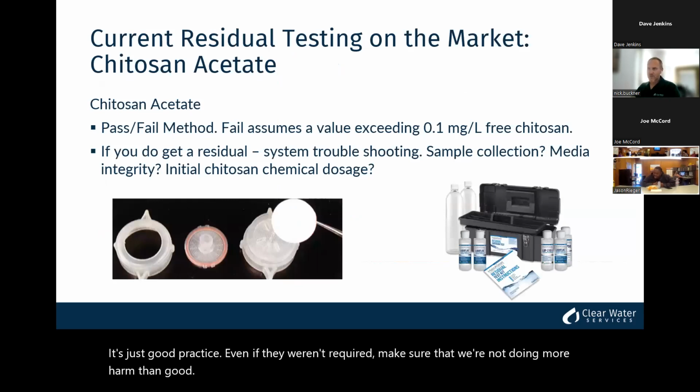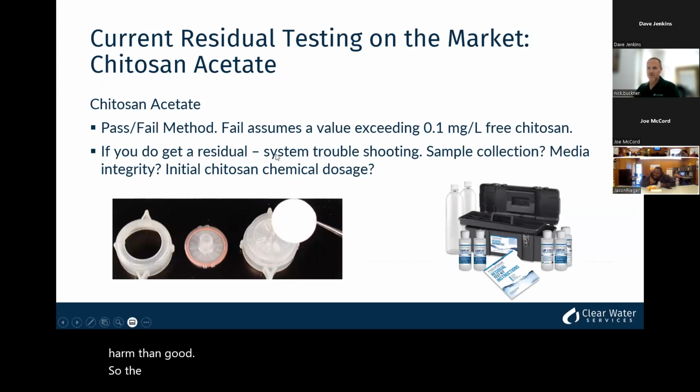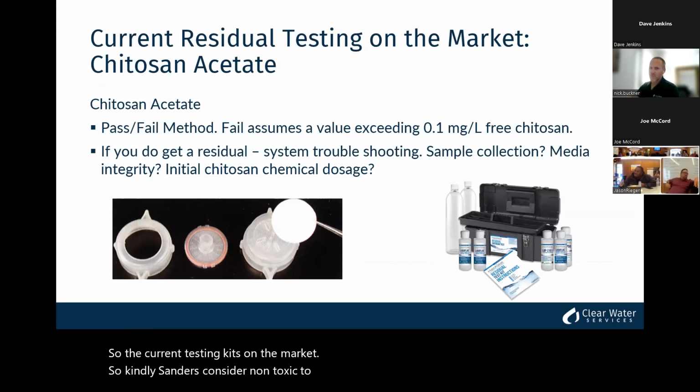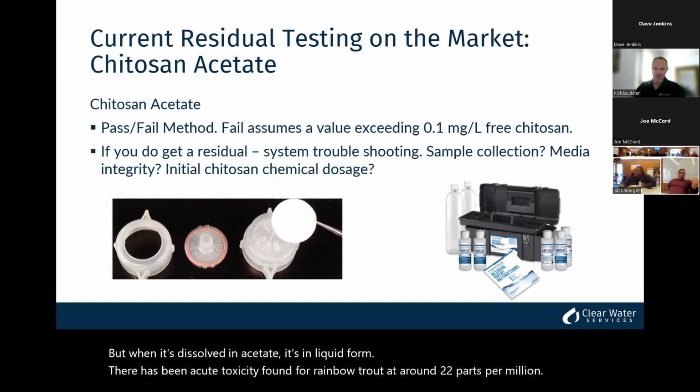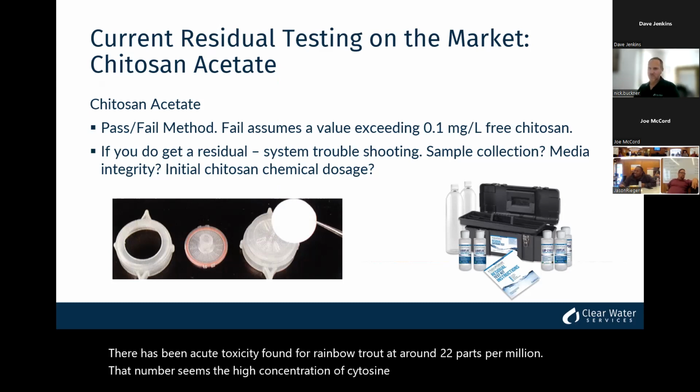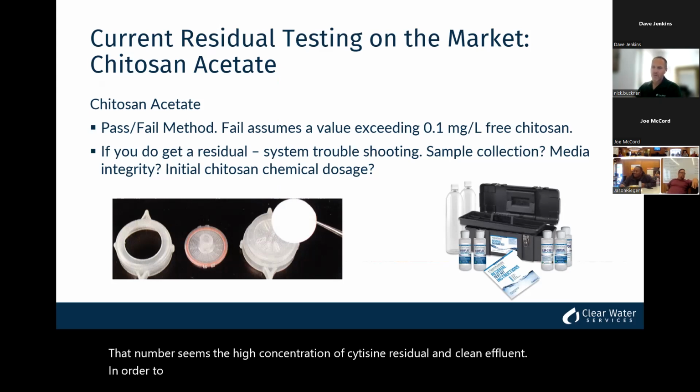So the current testing kits on the market, so chitosan is considered non-toxic to animals, but when it's dissolved in acetate, it's in liquid form. There has been acute toxicity found for rainbow trout at around 22 parts per million. That number assumes a high concentration of chitosan residual in clean effluent. In order to confirm that we are not hitting anywhere around that concentration, we look to do residual chitosan testing.